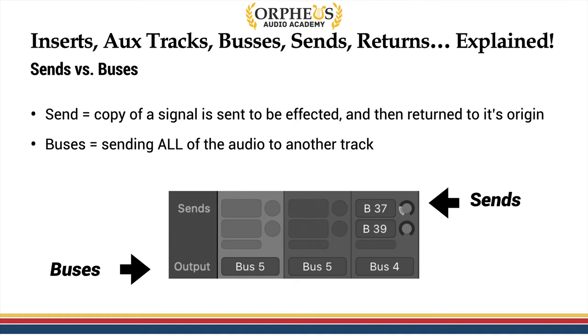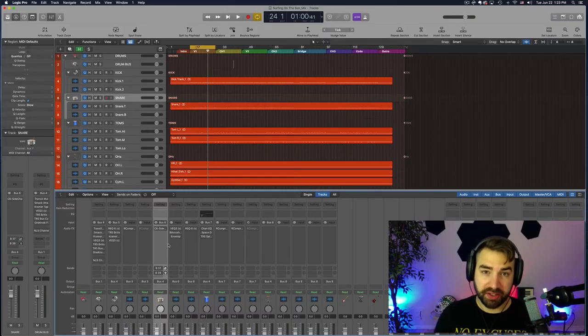And then you have what are traditionally known as buses, where you are sending the output of that track, rather than that going straight to the mix bus or the stereo out, you are sending all of that sound to a separate track to be affected. And now we have buses or aux tracks, where what we're really doing is just changing the output of a particular track.